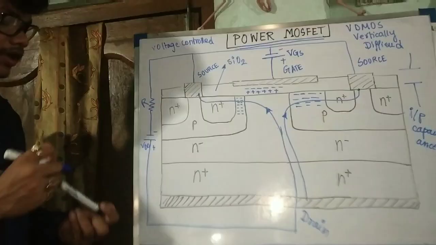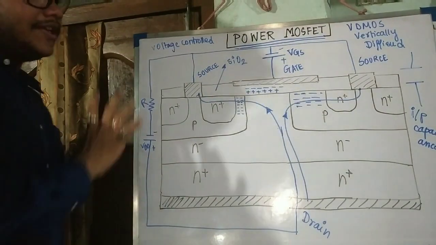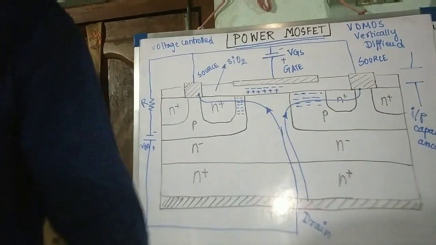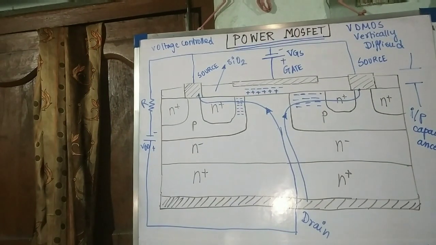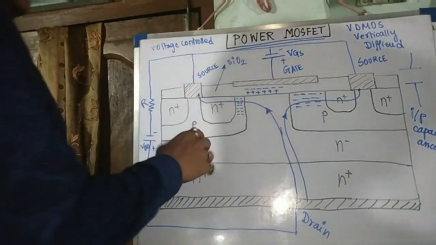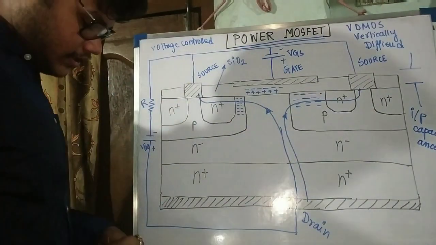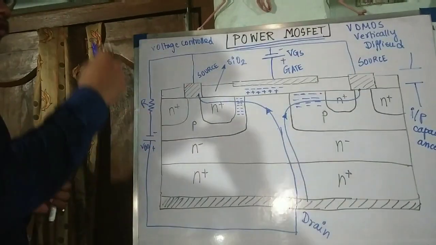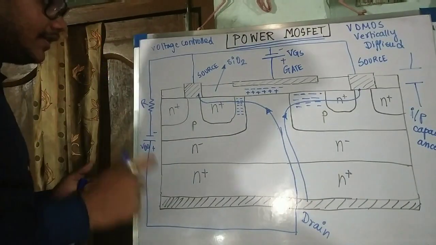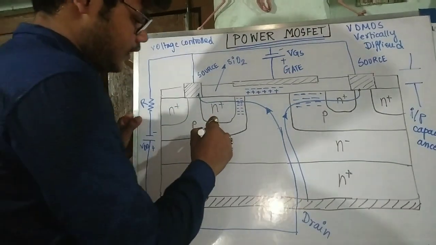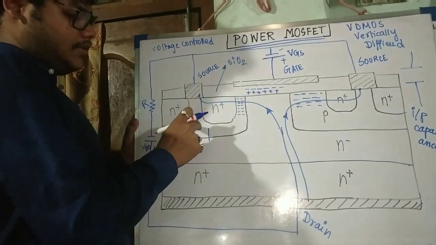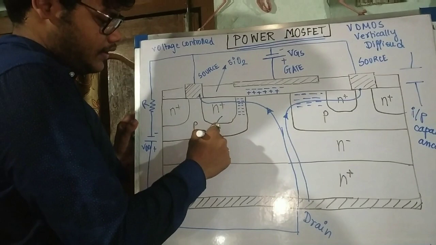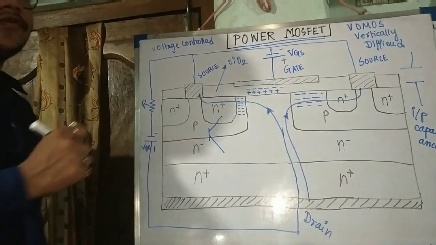Okay. Now let us see what is the basic symbol of a MOSFET. Okay, before going to the symbol, let me tell you one thing. In power MOSFET, we have some parasitic BJT. Let us see how that is formed. See, this is a NPN. So NPN means an NPN transistor. So there is a parasitic transistor which is formed.